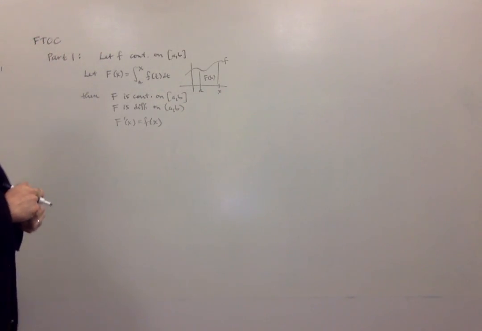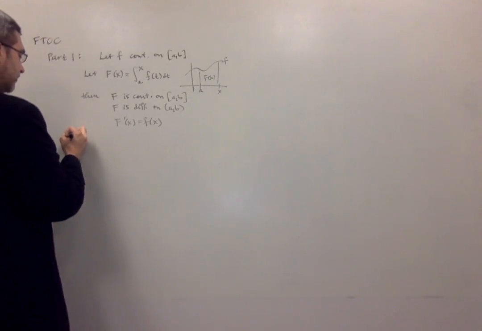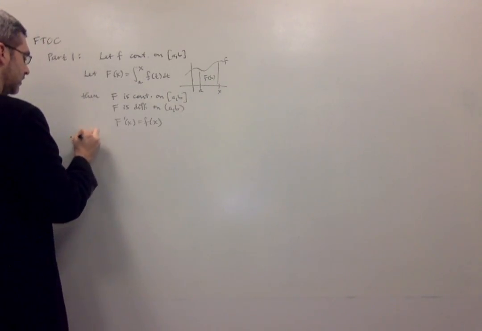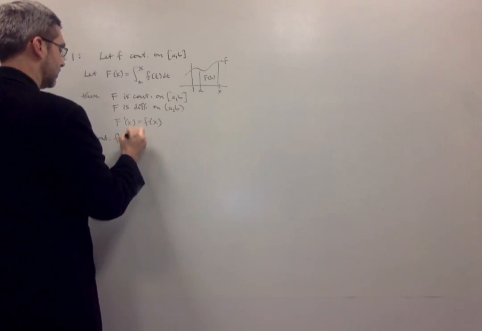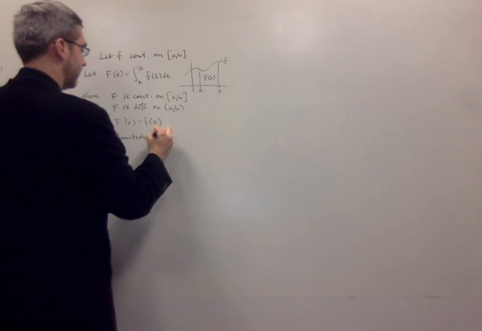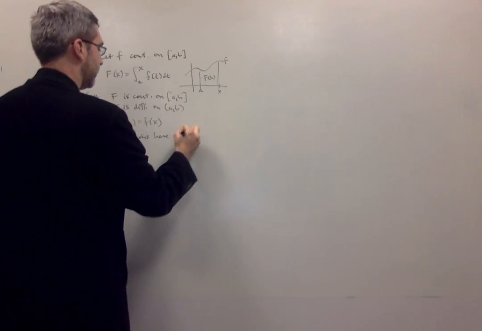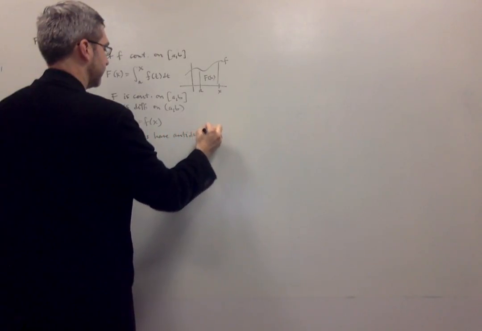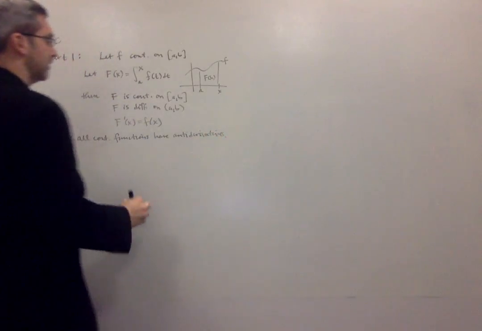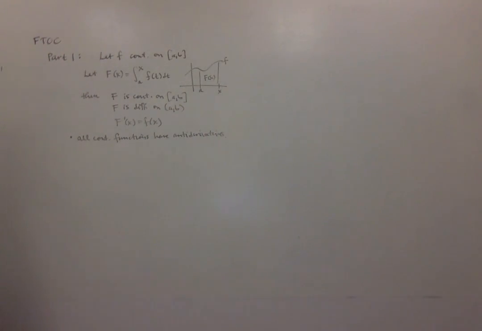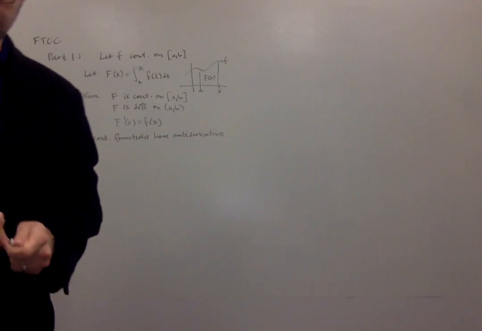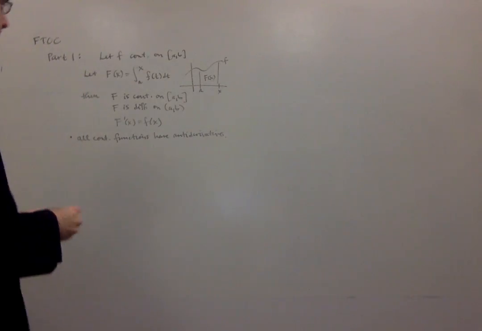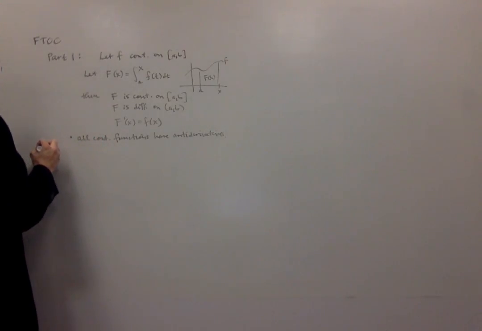Okay. So one result of this is that all continuous functions have antiderivatives. Okay. This area function is an antiderivative. So that's an important thing here. My pen's already running out, so let me switch here. Okay, let's go into part 2 now.